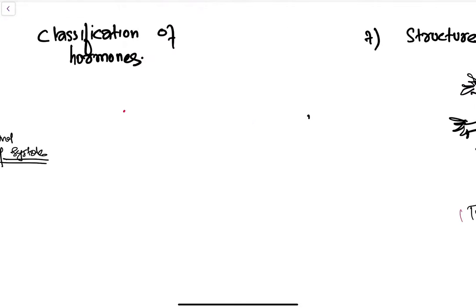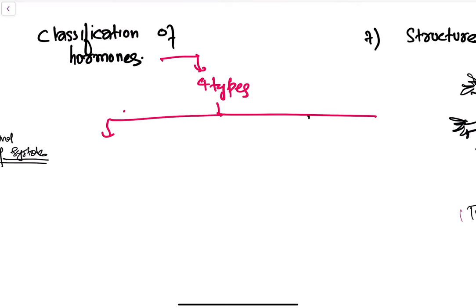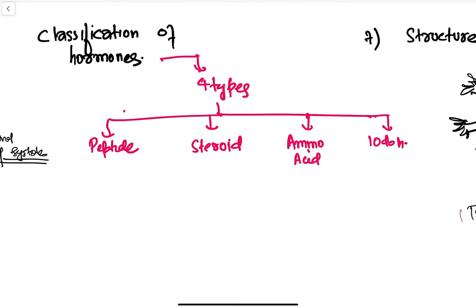So we have four basic types of hormones from the endocrine system. We have so-called peptide or proteinaceous hormones. We have steroid hormones, which are derived from cholesterol. We have amino acid derivatives. And we have so-called iodohormones. Importantly, remember, these iodohormones include thyroid hormones, T3 and T4.